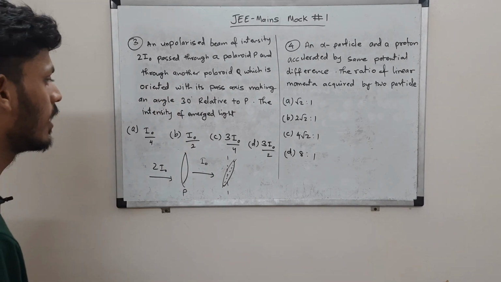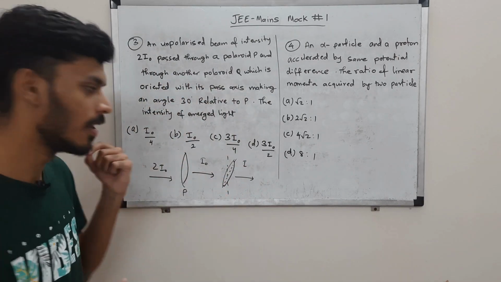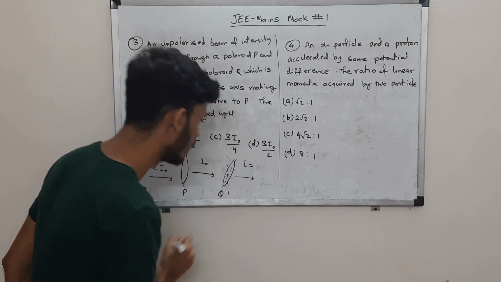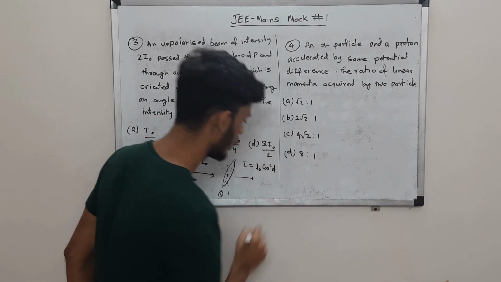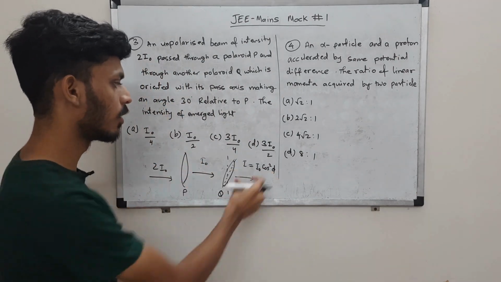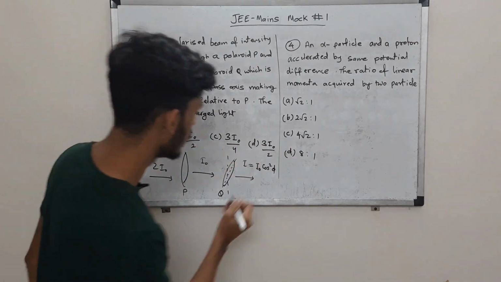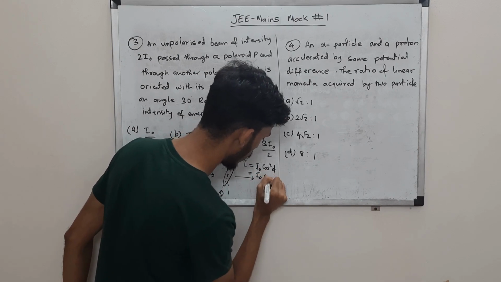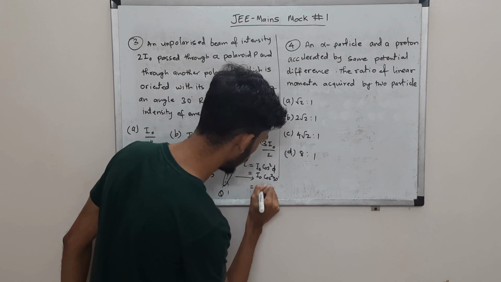So you are supposed to find the intensity over here. I over here will be given as the intensity which is going inside this Polaroid, which is I naught, times cos square phi. Phi is the angle that the pass axis is making relative to the first Polaroid. So this is I naught, and cos square of 30, cos 30 is root 3 by 4, right?